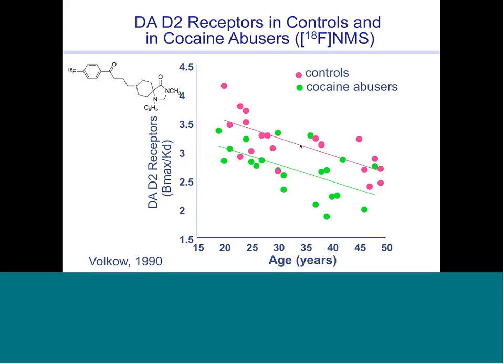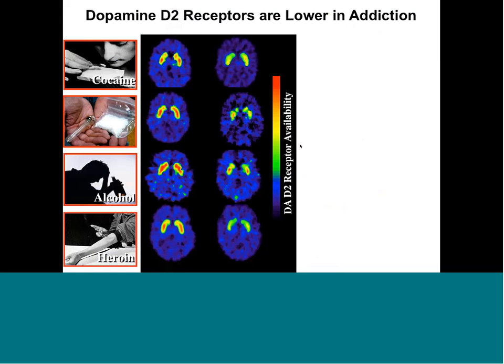But on average, and we replicated this in a number of populations, the cocaine abusers have lower dopamine receptors than the controls, which are shown in pink. So we went on to look at other addictions. We looked at cocaine, and here we have the control populations on the left and the addicted on the right. And on all the things that we've looked at, cocaine, methamphetamine, alcohol, and heroin abusers, all of them have lower dopamine receptors than an age-matched control population.